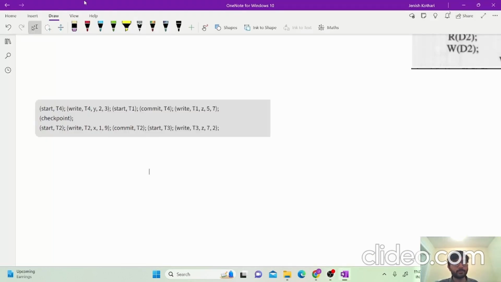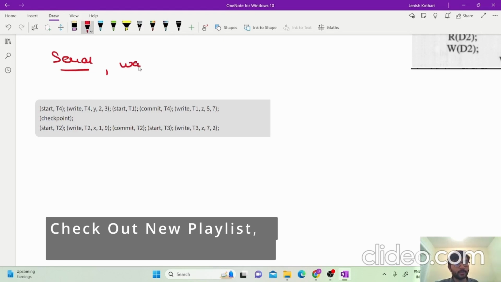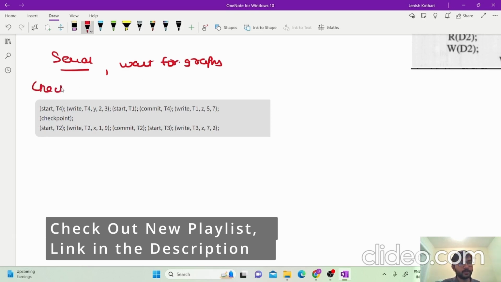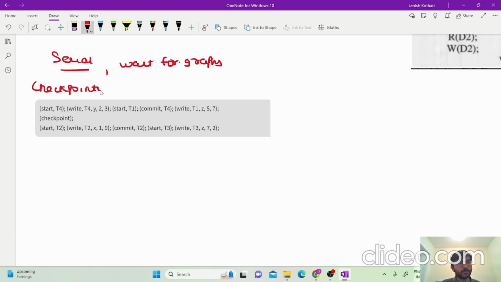We have already solved the problems related to serializability, identification of serializability, wait-for graphs, and precedence graphs. So now I will focus on checkpointing. Probably in the next video I'll come up with a timestamping problem, which is also a very important thing. Thomas write rule is very important in MCQs. It is being asked in many university exams. So both of them are important. So let's focus on this problem.